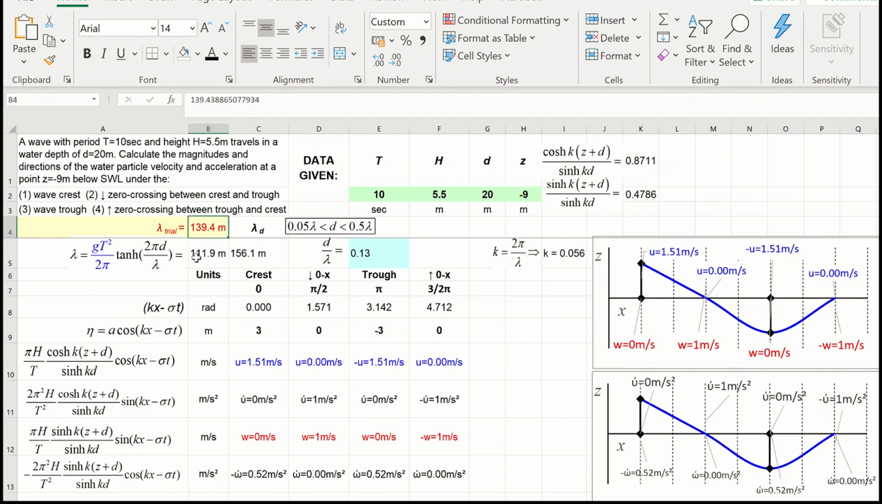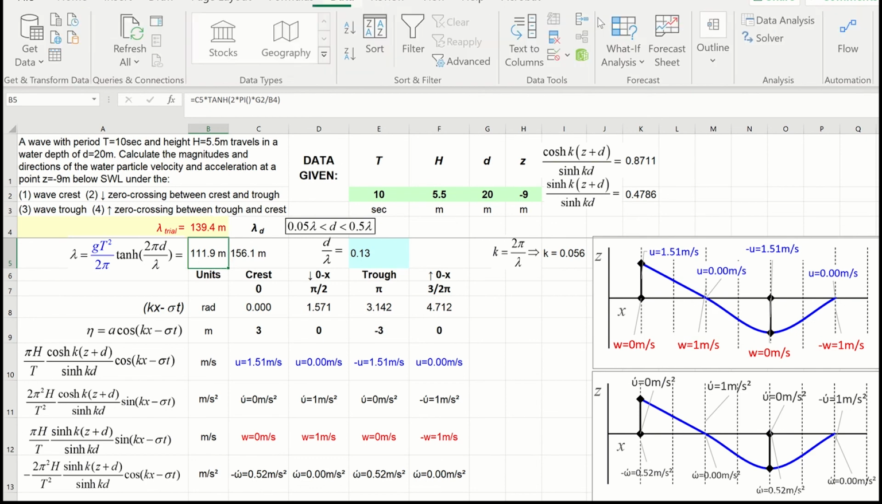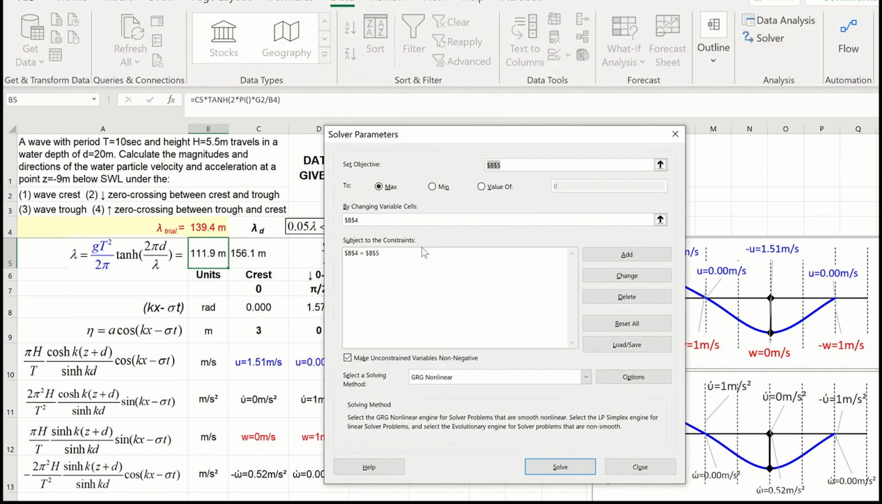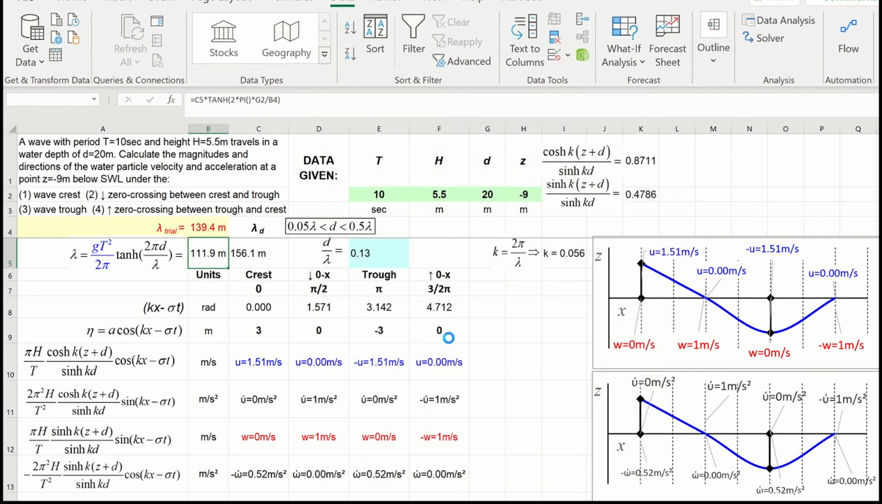Obviously my wavelength is not the same, so I need to do it still intermediate water wave, but I need to update the value here using solver. This is the only calculation I would need to do. And just click solver. It's updated, and now everything is updated and all the calculations are now related to this data set.